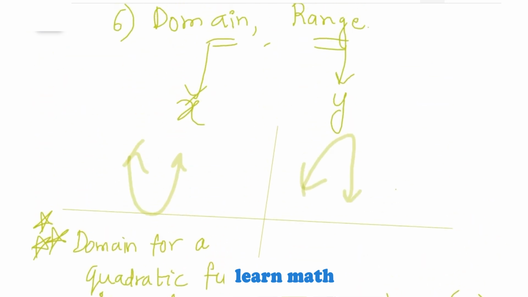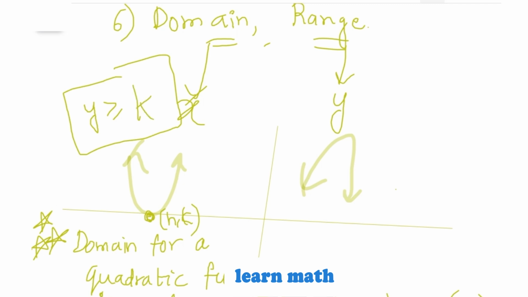Now let's talk about range. Range is so simple. For this type of graph, do we have a minimum or a maximum? Minimum. Minimum value means you use greater than or equal to or less than or equal to. Which one? Greater than or equal to. Minimum means greater than or equal to the vertex h comma k. So y is greater than or equal to k. Can you tell me the range for this other graph? y is less than or equal to k. That is the concept. So the maximum value is k. If you understand this, the concepts will be easy.